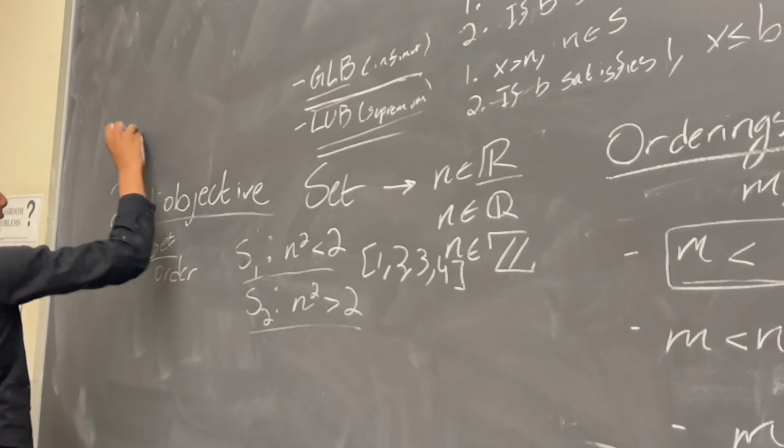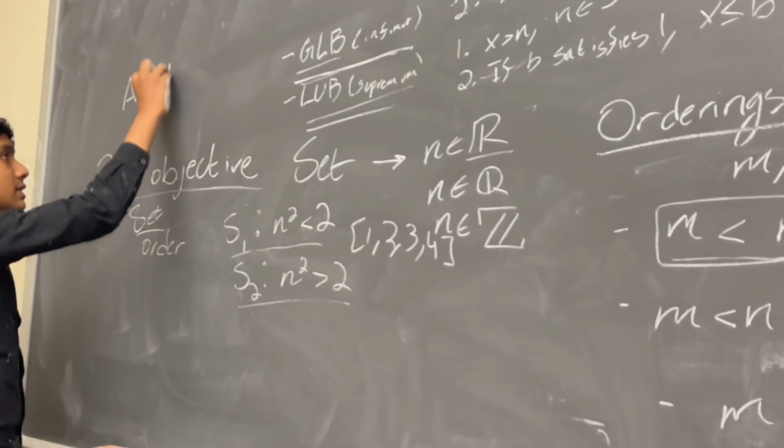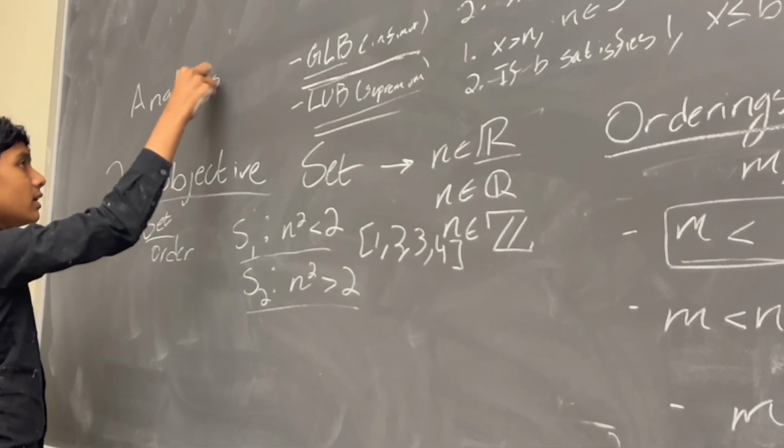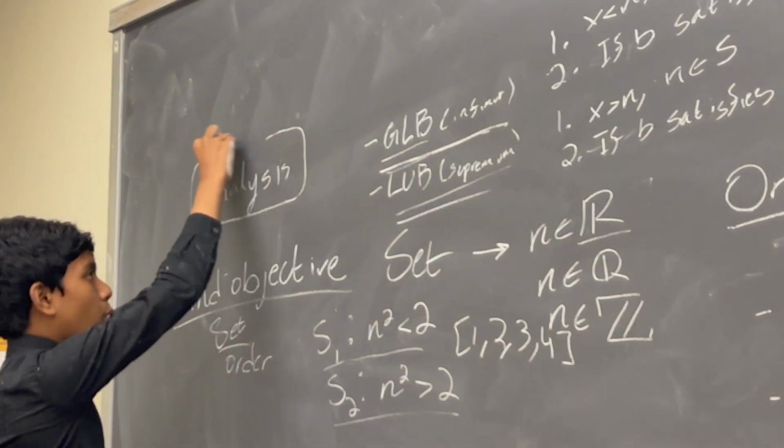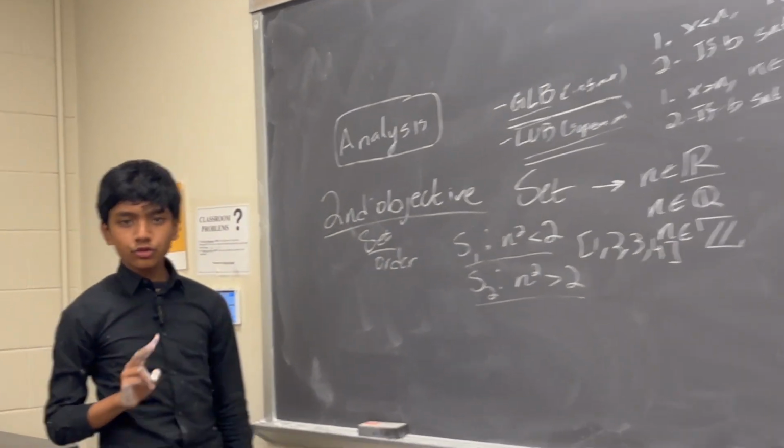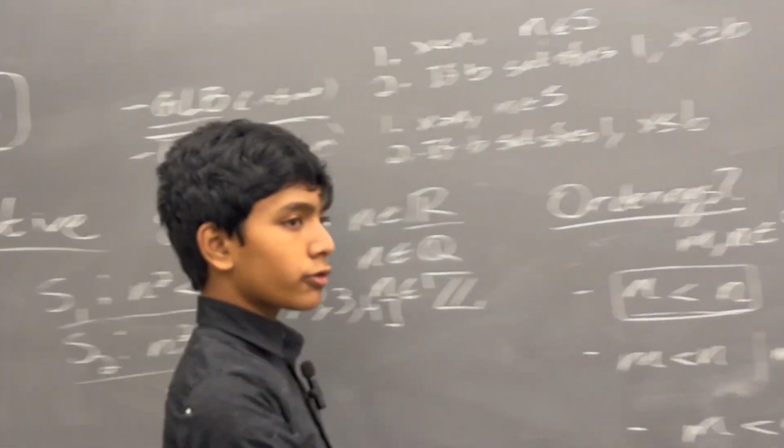So that's our first lecture of analysis. To summarize, we covered two topics today. We covered 1, why we need the real set, and 2, we covered orderings of sets.